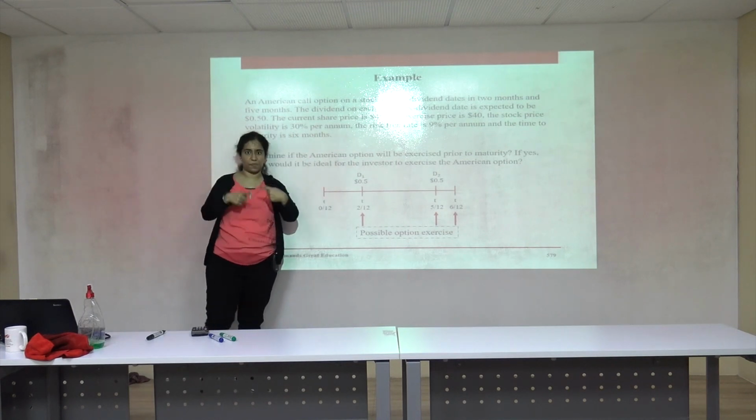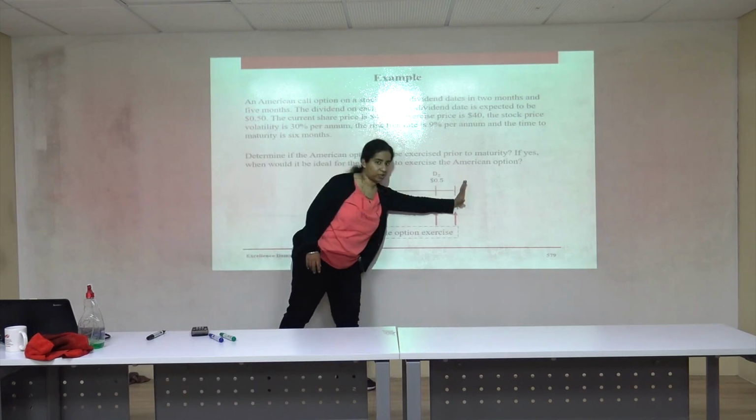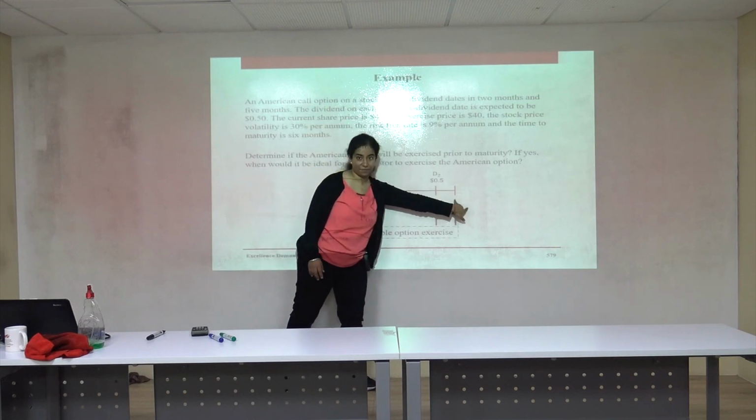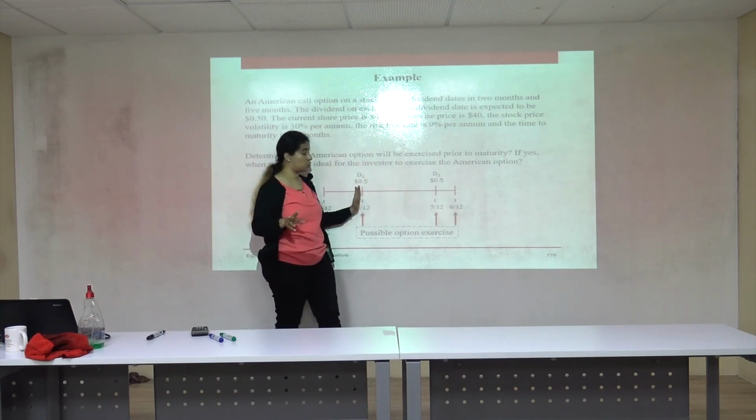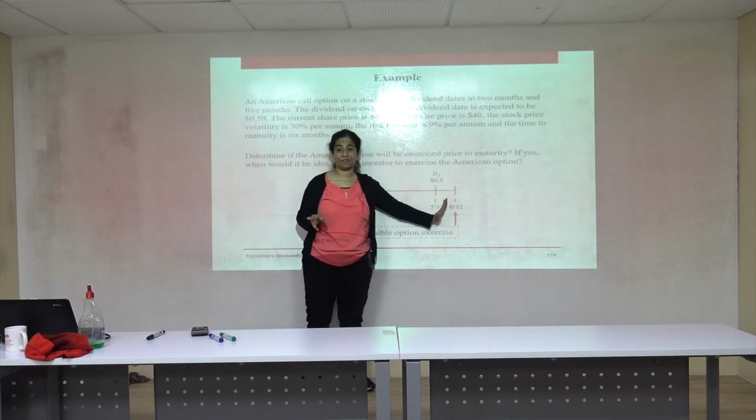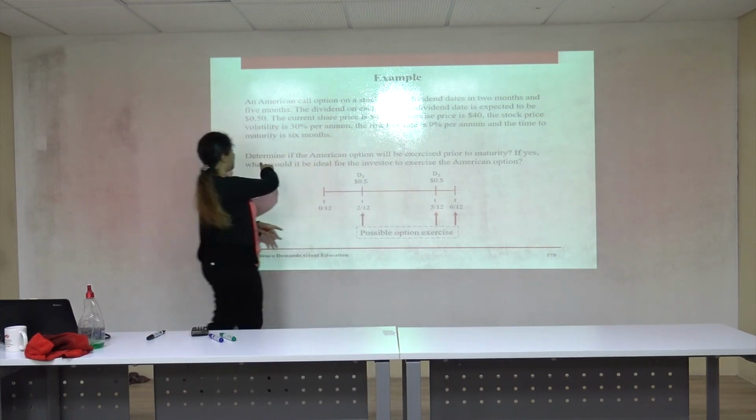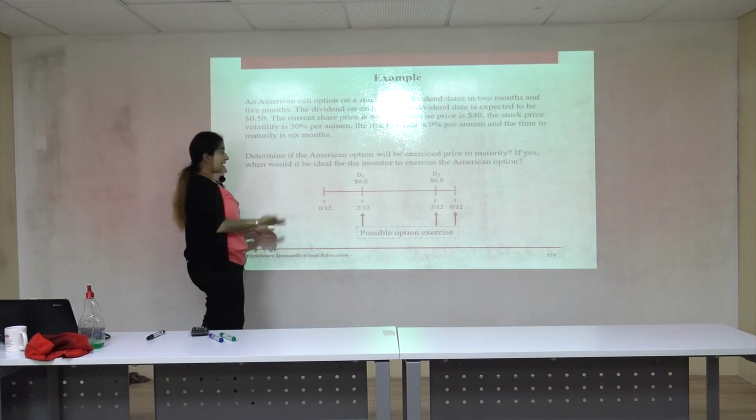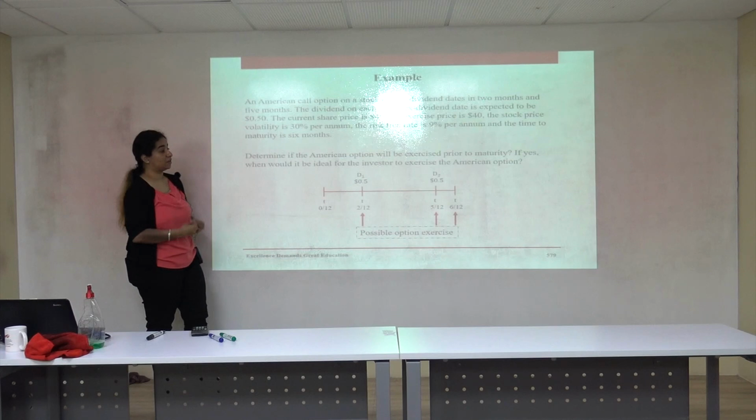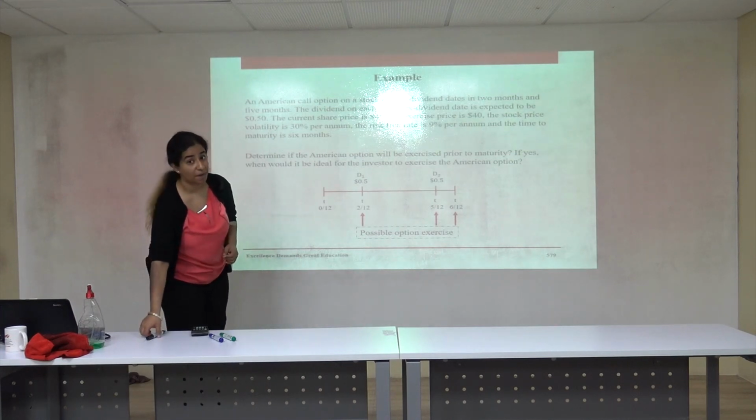Okay, so taking it from the top. It's a 6-month American option. It will mature at 6 by 12, 6 months out of 12 months. And we're getting 2 dividends, one at 2 by 12 and another one at 5 by 12. We need to determine if the American option will be exercised prior to maturity. If yes, when would it be ideal for the investor to exercise this American option?